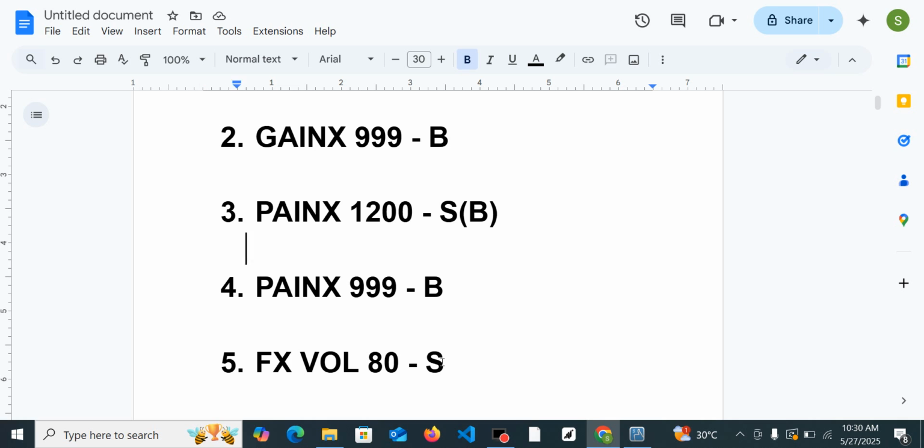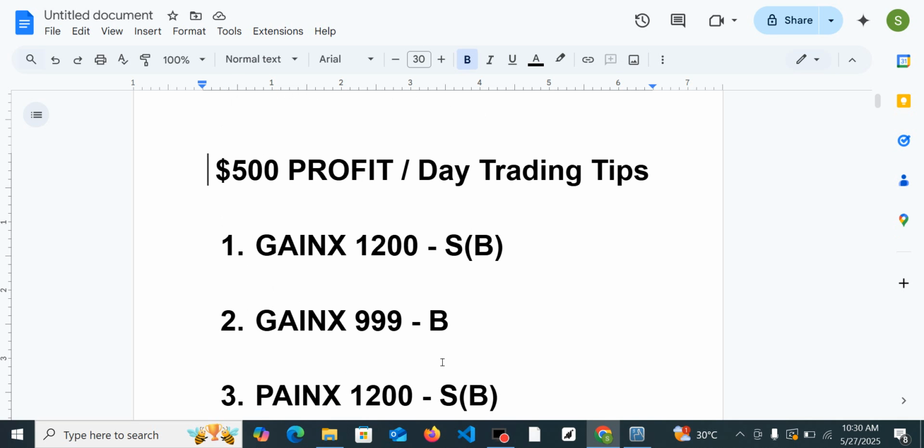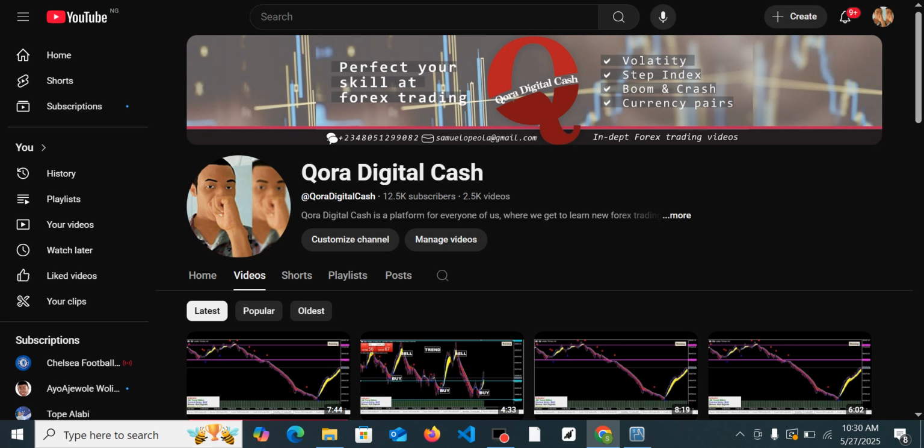Okay, so these are all that we are able to come up with tonight. All you just need to do is to understand every part of the analysis and apply them carefully whenever you are trading.